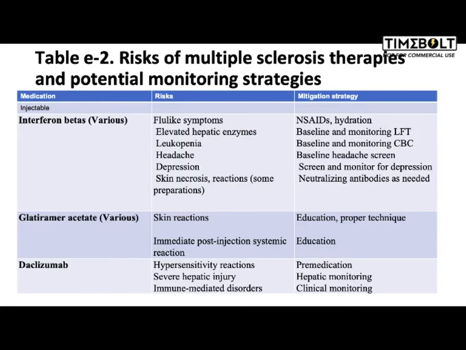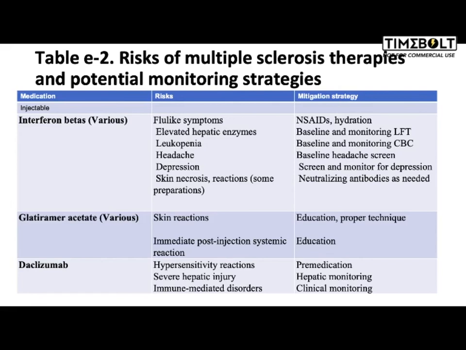Side effects of multiple sclerosis drugs and their monitoring strategies. Interferon beta gives flu-like symptoms, elevated hepatic enzymes, leukopenia, headache, depression, skin necrosis, and injection site reactions. Flu-like symptoms are treated with NSAIDs and nutrition. For elevated hepatic enzymes, we usually do baseline and monitoring blood pressure. Patients are observed for headache and depression.